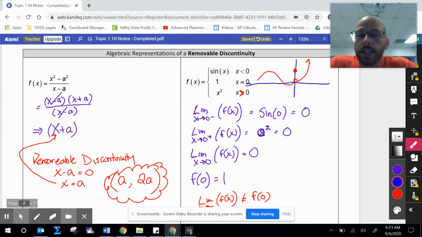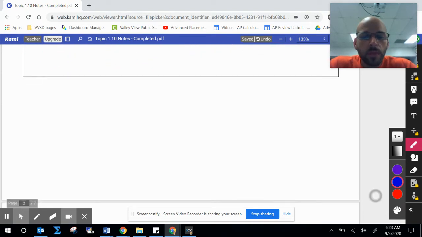All right, but you can see visually the limit from the left is equal to the limit from the right, and then the output's something different. That's a removable discontinuity. All right.